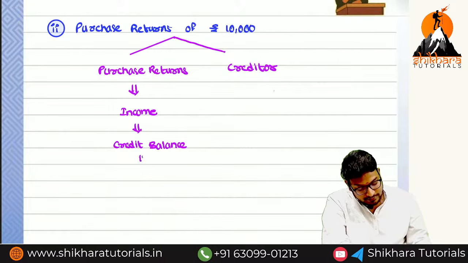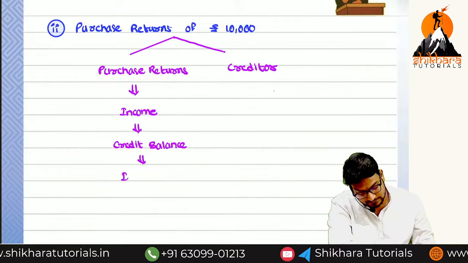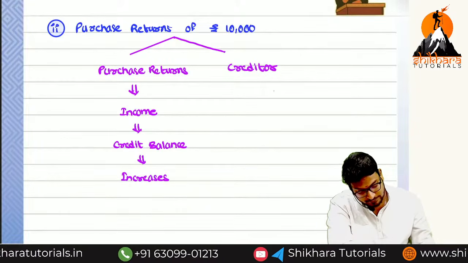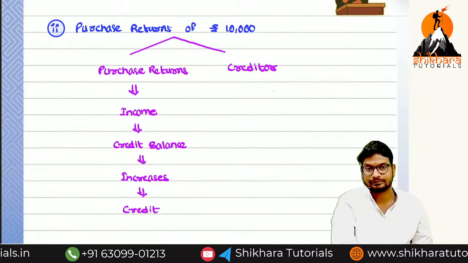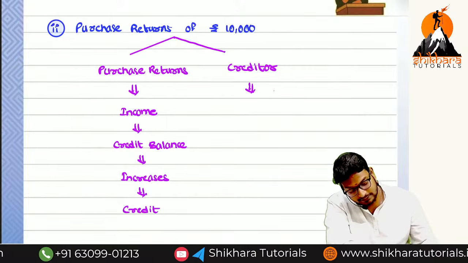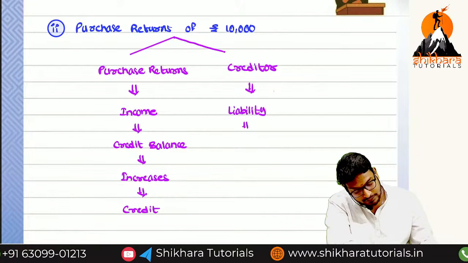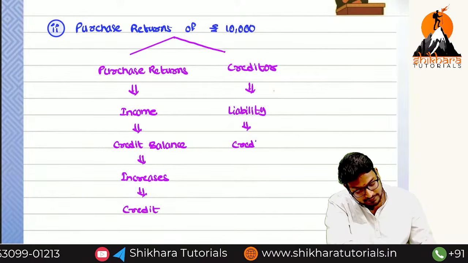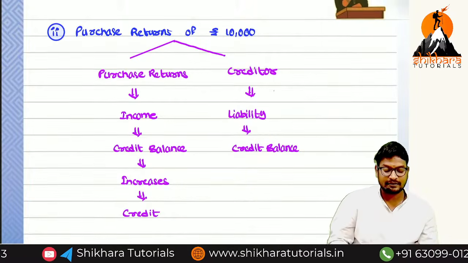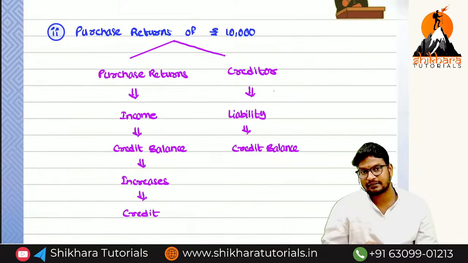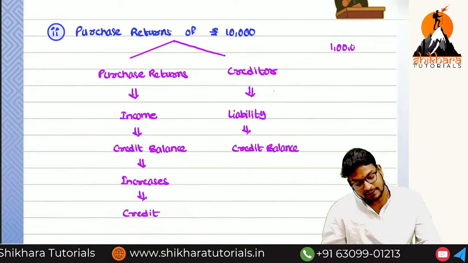While discussing our basics, we already discussed that always incomes and expenses increase. So if the credit balance increases, what do we need to do? Credit. When coming to the creditor, it is a liability. Liability will have which balance? Credit balance. Now, because of purchase returns, will our liability increase or decrease? Decreases. In the earlier transaction, how much is our liability? 1 lakh is our liability.